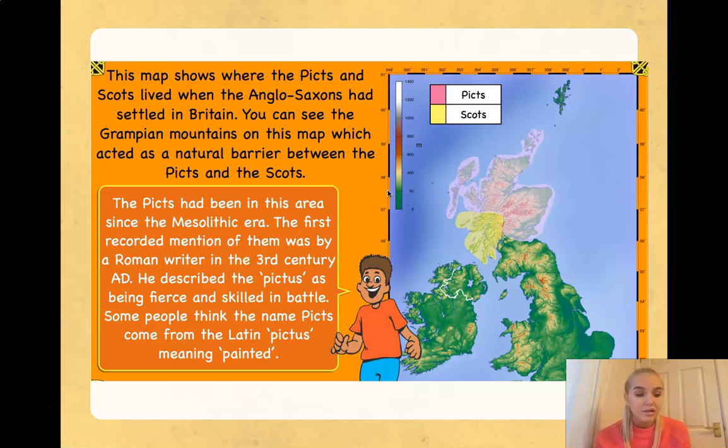The Picts and the Scots had very different lifestyles. They had different ways of living. There were similarities between them, but they didn't often share the same things. They weren't actually friends, shall we say.